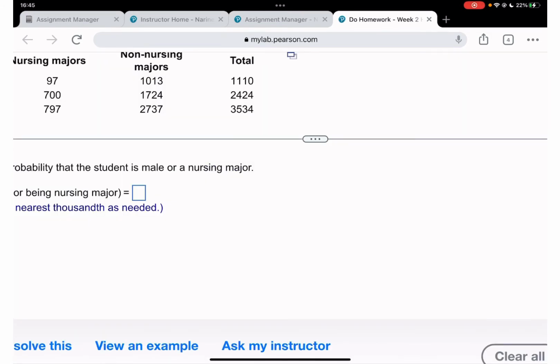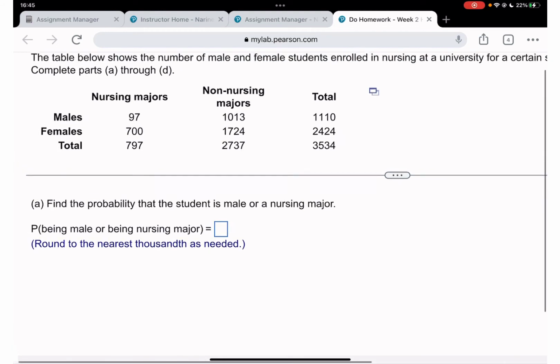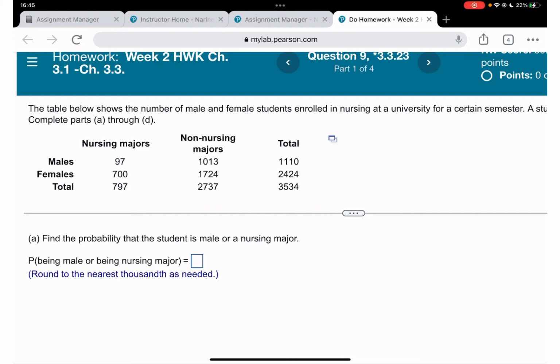All right, we are done. Moving to next question. What do we have here? We are given a table: nursing majors, non-majors, not nursing majors, and male, female, total. Okay, let's get going. So find the probability that the student is male or nursing major. Since we have or, then we're gonna add probability of male. How many males do we have total? 1,110 out of total 3534.